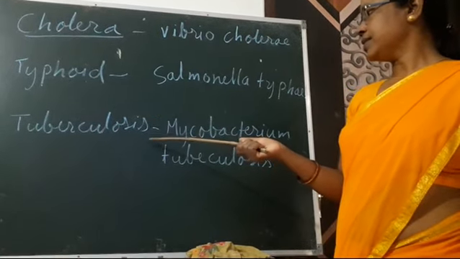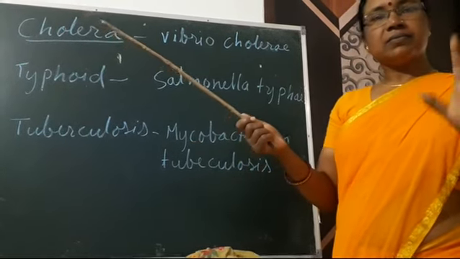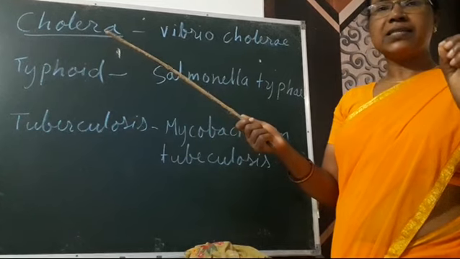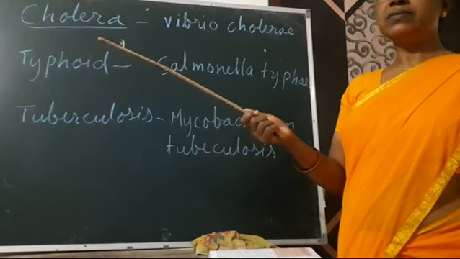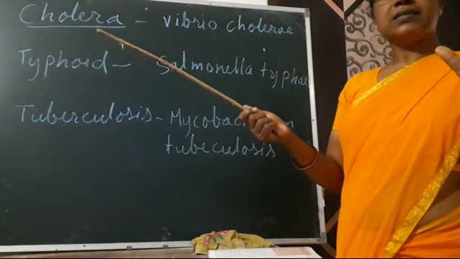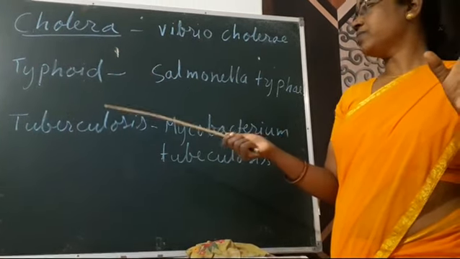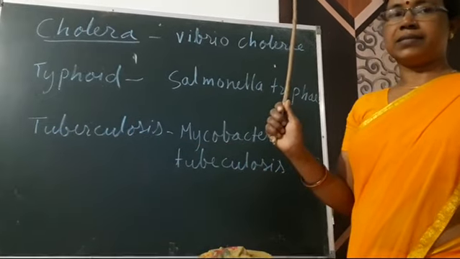So for this, in early childhood, vaccination is given. BCG vaccination is given, which increases the immune power for this particular disease.